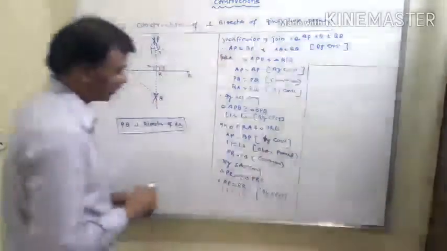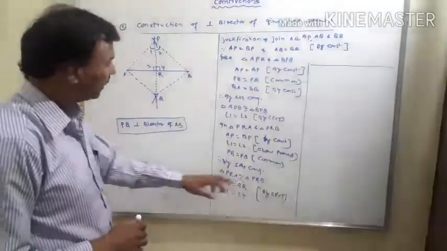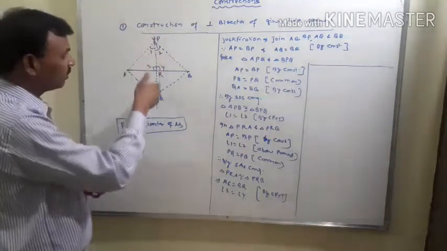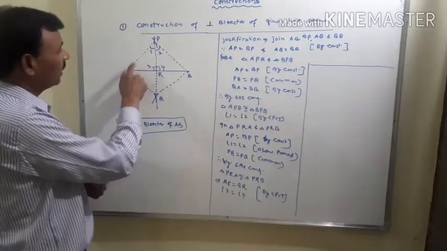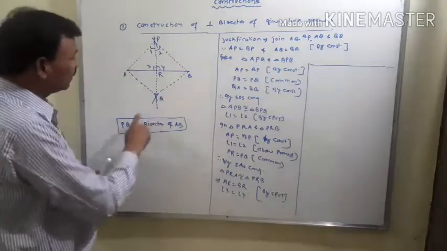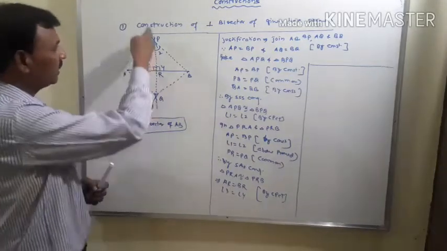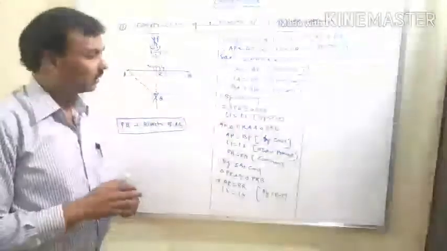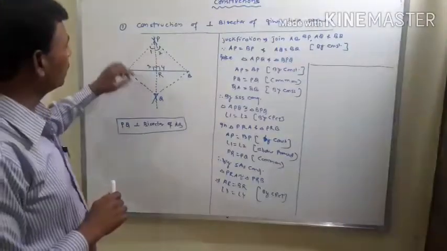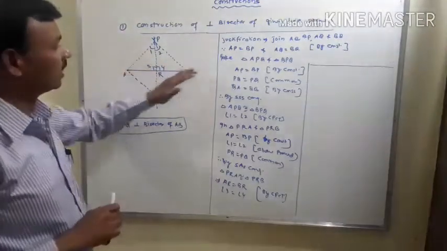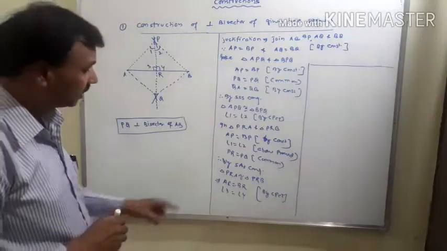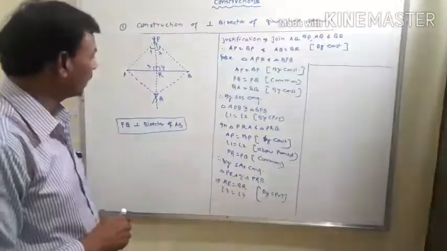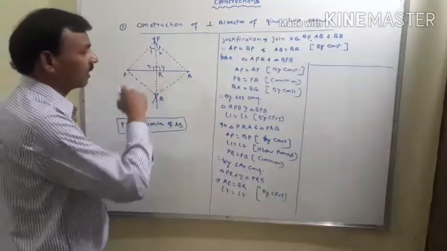Since AR equals BR, that means this portion equals this portion. That means the PQ line divides AB into two equal parts. That means PQ bisects AB. But till now there is no proof that PQ is perpendicular to AB. For this we take, since angle 3 equals angle 4.